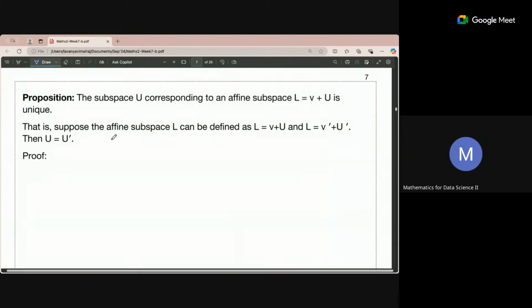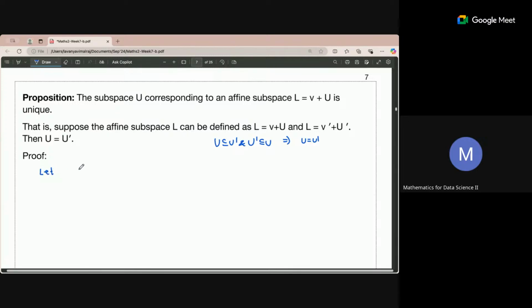Suppose the affine space L can be defined as L is equal to V plus U and L is equal to V dash plus U dash. That is, you are having two different representations. Then you should be able to show that this U and U dash are same. So how do we show that two sets are equal? You say that U is contained in U dash and U dash is contained in U. If you can prove this, then you know that U is equal to U dash. Right? So let us try to do that.